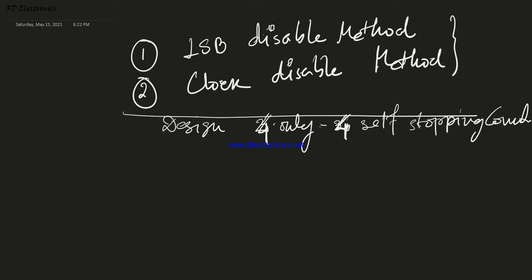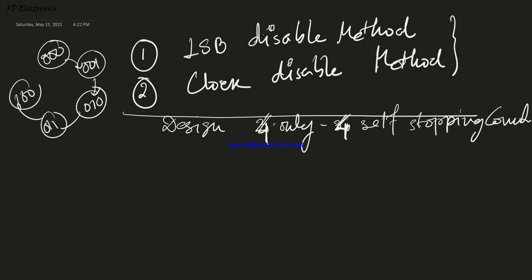So what is the state diagram? The state diagram is 000, then 001, then 010, then 011, then 100, and just stop here. This is the 0 state, this is 1, this is 2, this is 3, and this is 4.